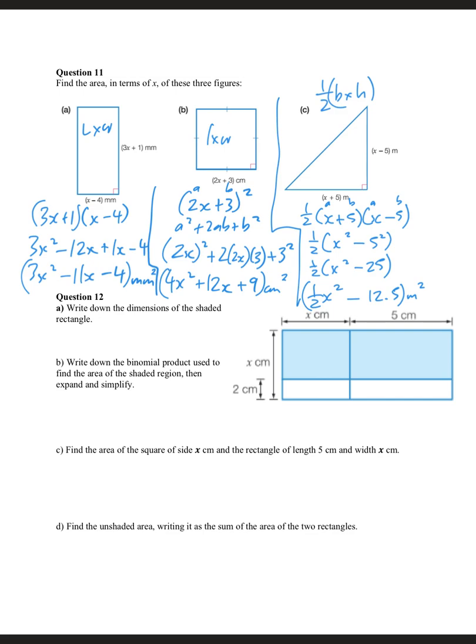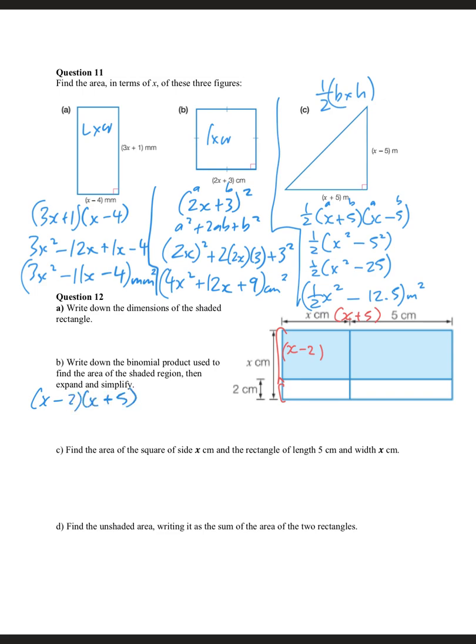Well, the shaded region is here. Should use red. The shaded region is here, so it's not all x. The whole thing is x. This little bit here is 2, so this must be x take 2 long. The whole length is x and 5, so the whole thing is x plus 5. So the area of the shaded region is going to be x take 2 times by x plus 5.